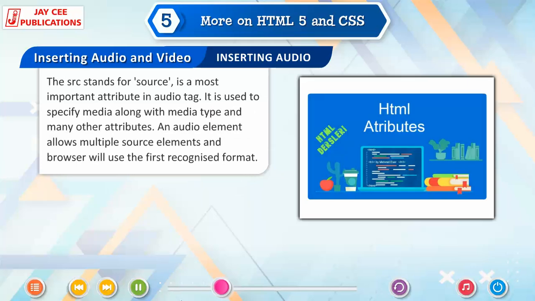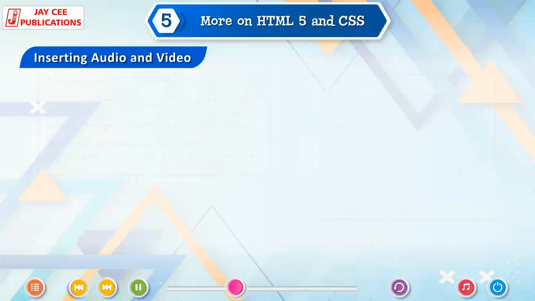The src, which stands for source, is the most important attribute in audio tag. It is used to specify media along with media type and many other attributes. An audio element allows multiple source elements and browsers will use the first recognized format.